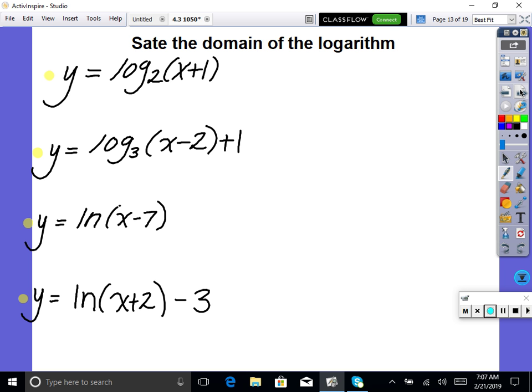So shifts left and right, correct? That's what matters for a logarithm. What matters for an exponential? Shifts up or down, which would affect our range.